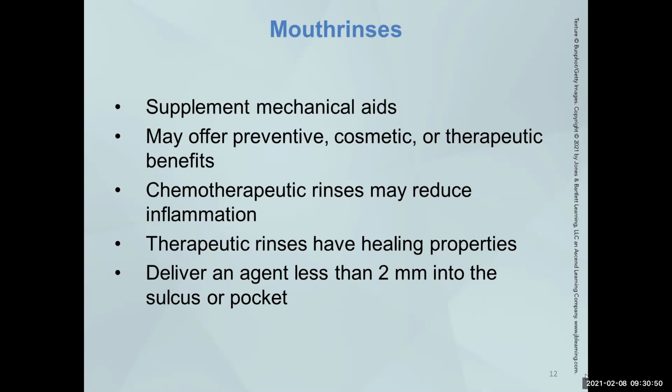And mouth rinses deliver an agent less than 2 millimeters into the sulcus or the pocket. So if you've got 3 millimeters or above, swishing is not going to do anything to get that mouth rinse subgingivally. But we know what happens on top of the gum has a great effect on what's underneath the gum. So the more the patient can work with what's going on top of the gum, the better. But if they've got pocketing or attachment loss, maybe they need a water jet or a water pick device to introduce that mouth rinse or that chemical agent farther underneath the gum tissue.